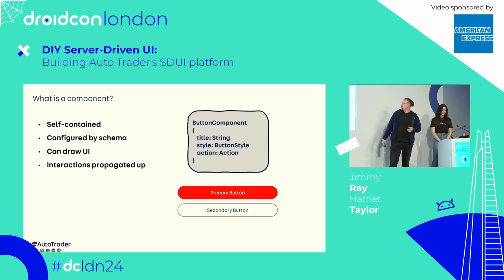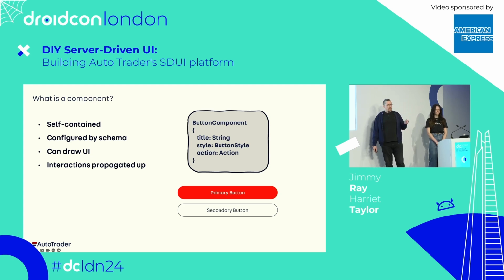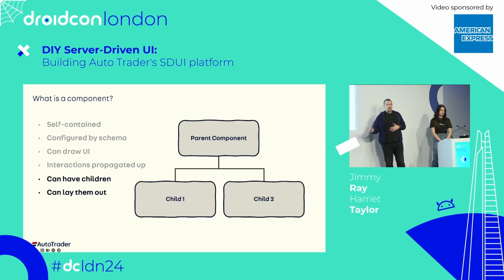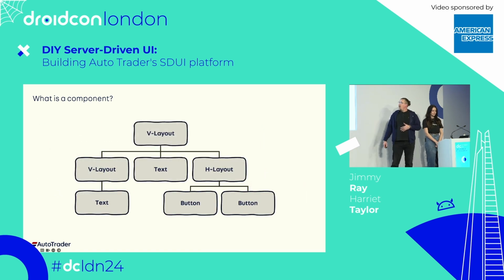We decided a component should be self-contained. It can be configured by a schema that defines how it looks. It can draw its own UI, but it doesn't have to. And any interactions that didn't just update the state within it are propagated up. They can have children, but they don't really know anything about their children. They can do the layout and they can propagate the actions up, but they don't interact with them. And this lets us build up a node tree, very similar to the sort of trees that you get with Jetpack Compose and other systems that use the same layouts.